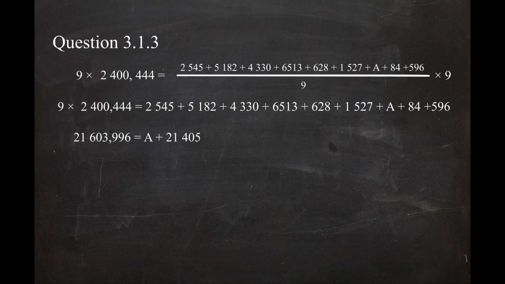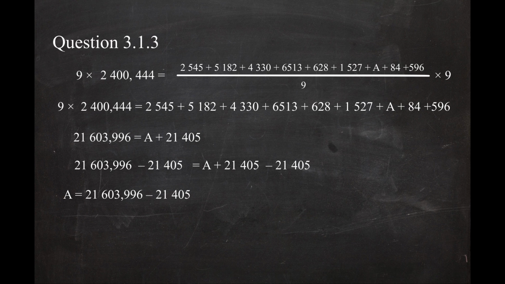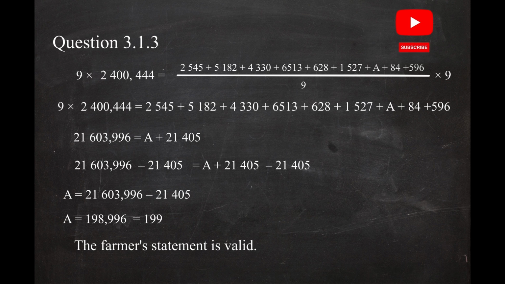You do this by subtracting both sides of the equation by 21,405. Simplifying this equation will result in A becoming the subject of the formula. A is now calculated to be 198,996, which can be rounded to 199. Since 199 is less than 200, you have to state that the farmer's statement is valid. Not making this final statement will result in you losing 1 mark.